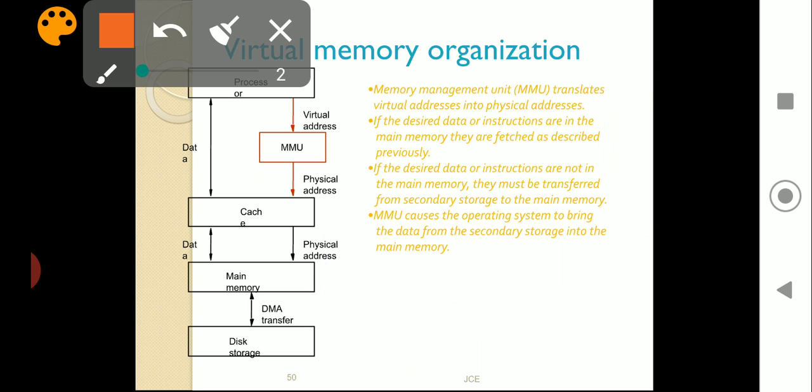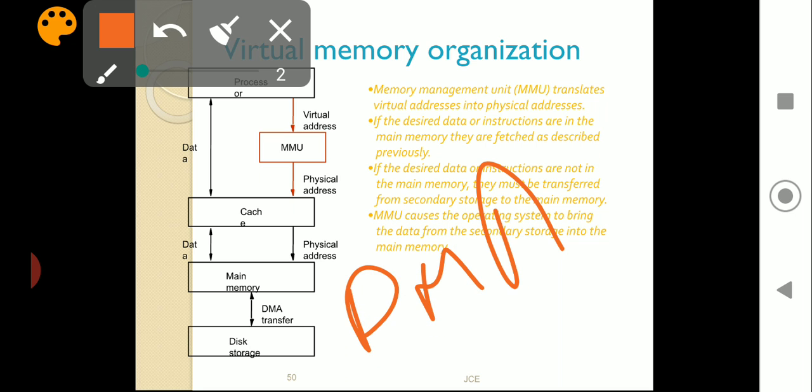You can observe here we have the virtual addresses. These virtual addresses are fed into the MMU, that is the memory management unit. What will the memory management unit do? It will convert them into physical addresses. This MMU also causes the operating system to bring the data from the disk into the main memory. Therefore the data transfer between the main memory and the disk is carried out using the DMA technique. I hope you already studied this DMA technique. DMA stands for direct memory access.